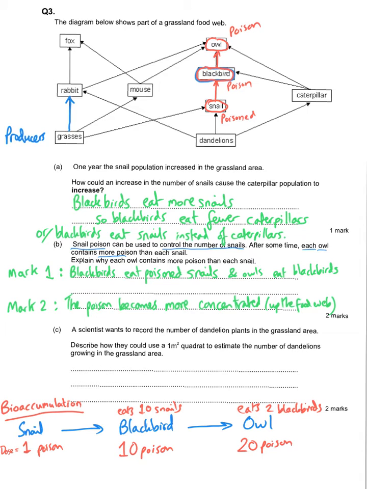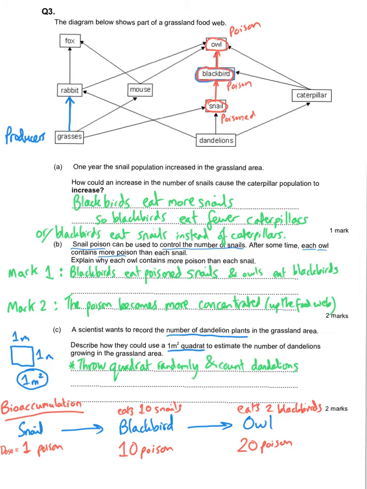And then the last part of the question on this page: a scientist wants to record the number of dandelion plants in a grassland area. Describe how they could use a 1 metre squared quadrat to estimate the number of dandelions growing in a grassy area. So the quadrat is a piece of metal, a wire frame that is 1 metre on one side and 1 metre on the other side, and that gives a total area of 1 square metre. And so what you would do is you would throw the quadrat randomly and count the number of dandelions that you find inside that quadrat.